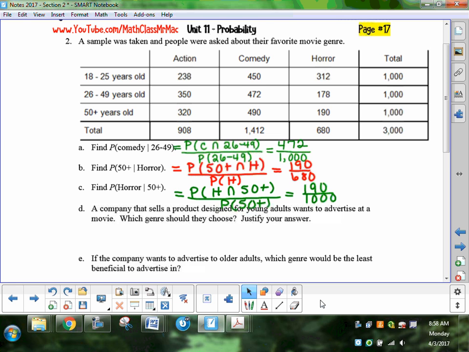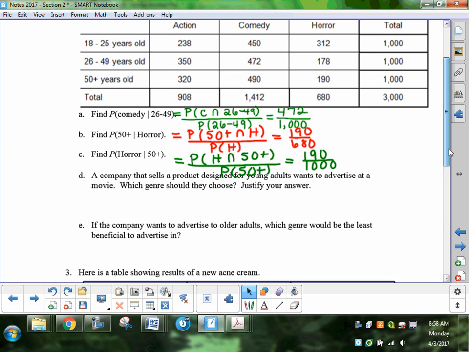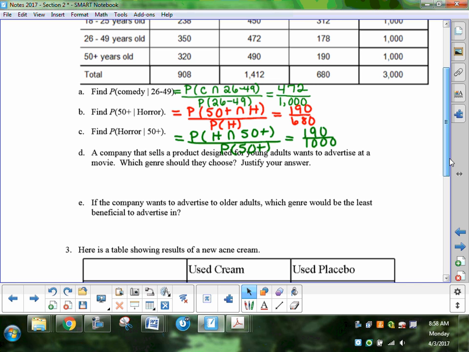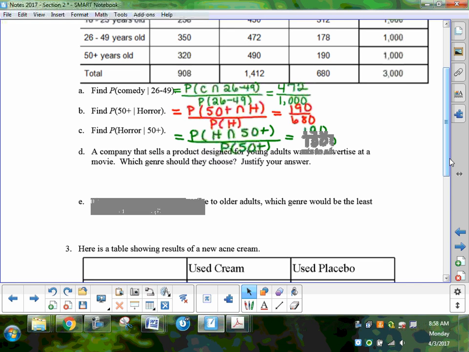A company wants to sell a product designed for young adults. They want to advertise in a movie. You tell me which one should they choose and why. Read what's up there. Which one should they choose and why? We've got 2 people who can look and make some conclusions. This is the analyze part. This is everything comes together.